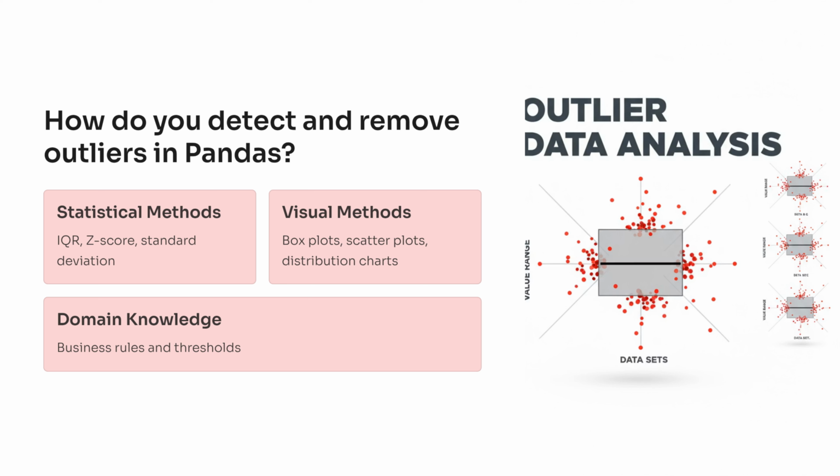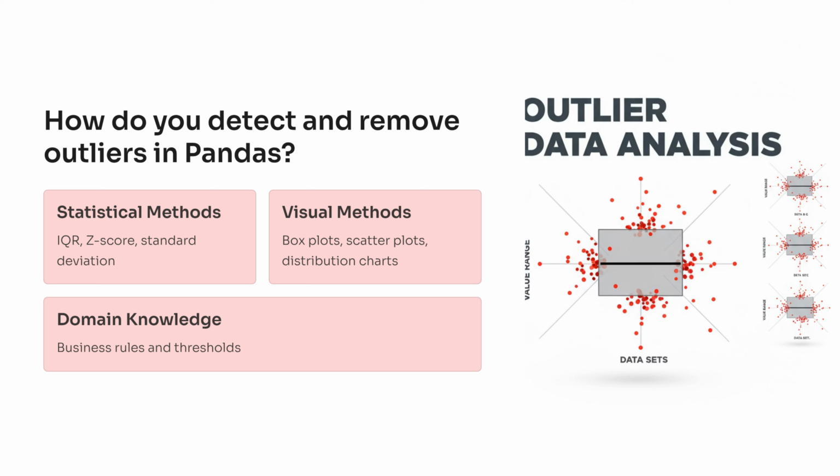Here's one of those questions that almost always pops up in data science interviews. How do you detect and remove outliers in pandas? Outliers might look like just a few unusual points, but they can completely distort your averages, your standard deviation, and even your model accuracy. So let's simplify this.